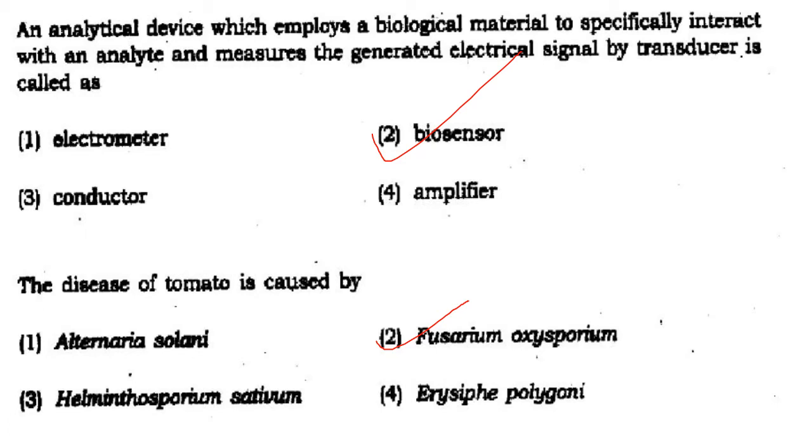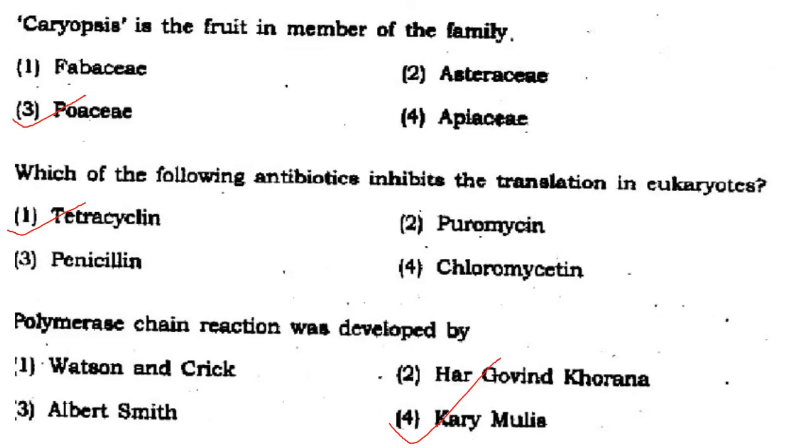The disease of tomato is caused by 1 Alternaria solani, 2 Fusarium oxysporum, 3 Helminthosporium sativum, and 4 Erysiphe polygoni. Answer is Fusarium oxysporum. Next one. Caryopsis is the fruit in members of the family option 1 Fabaceae, 2 Asteraceae, 3 Poaceae, 4 Apiaceae. Answer is option 3 Poaceae.